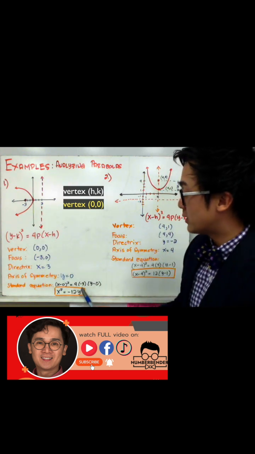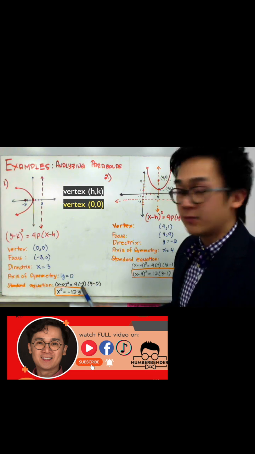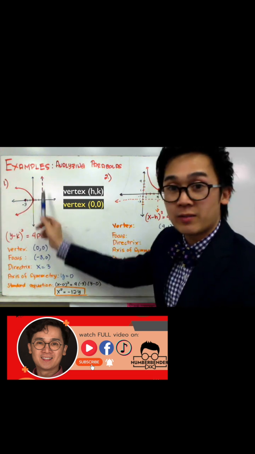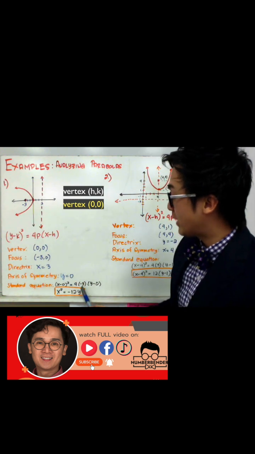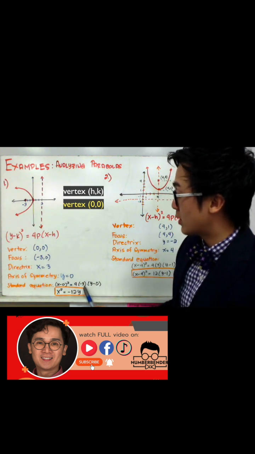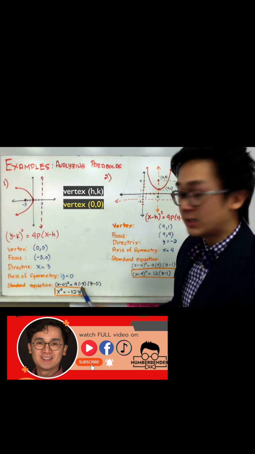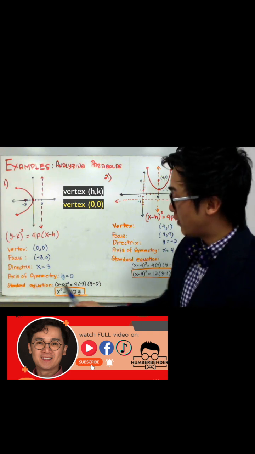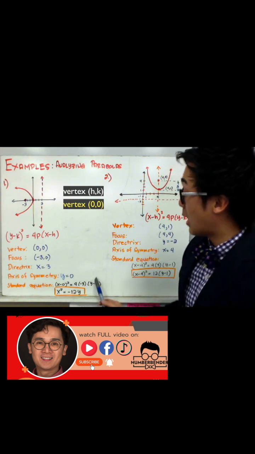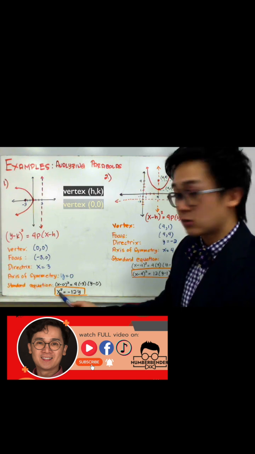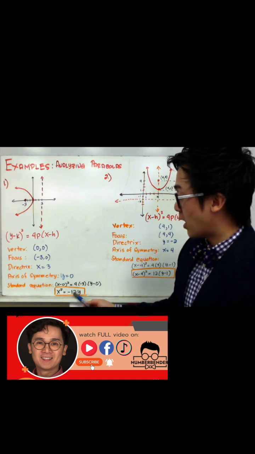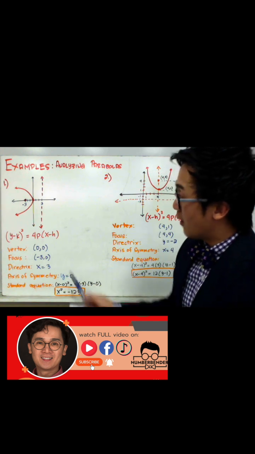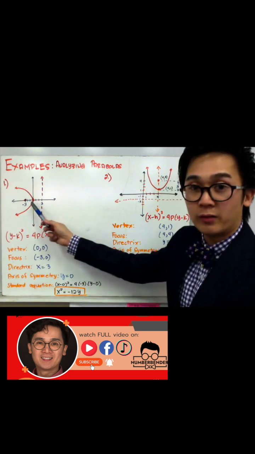Now, you will notice that the sign of our p is negative instead of positive because the parabola is opening to the left. So the p-value, which is the distance between the focus and the vertex, is 3 units, which gives us negative 3 because of its opening. To simplify the standard equation of the parabola, it will give us y squared equal to negative 12x. This is the standard equation of the parabola when the vertex is at the origin.